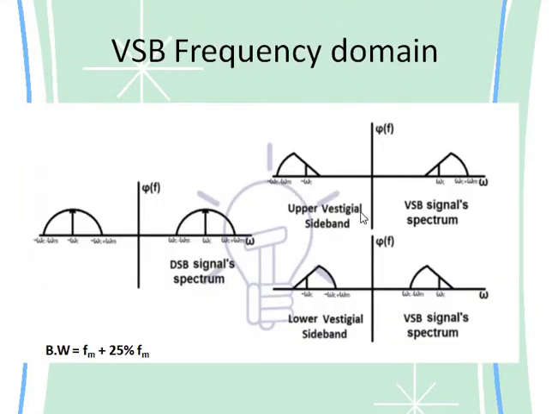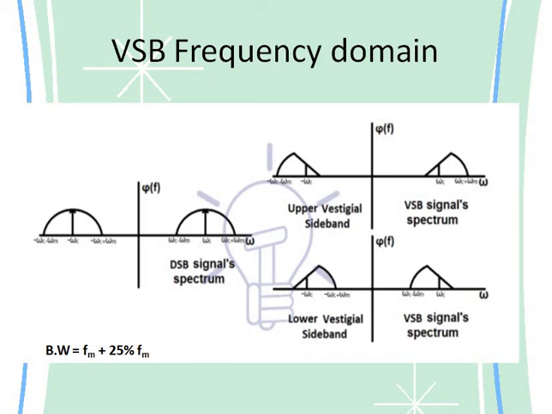You can see this is the vestigial sideband. So here the carrier is not there, because it is vestigial sideband. We will suppress the carrier, and we will take only this part. So here the bandwidth depends on how much portion we are taking. We can take different portions, but the standard is we will take only 25%. So the bandwidth depends on the portion which we are taking, which is fm plus 25% of fm.